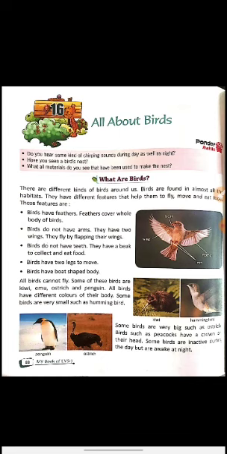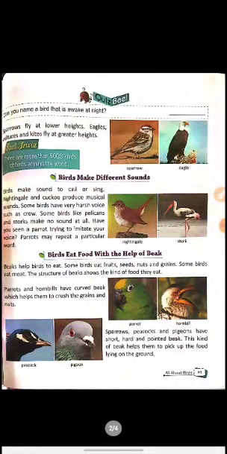Some birds are inactive during the day but awake at night. Do you know any bird that is awake at night? Yes, it is the owl. The owl is a bird that is awake at night. Sparrows fly at lower heights. Eagles, vultures and kites fly at greater heights. There are more than 9,000 kinds of birds around the world. There are so many birds in the whole world.